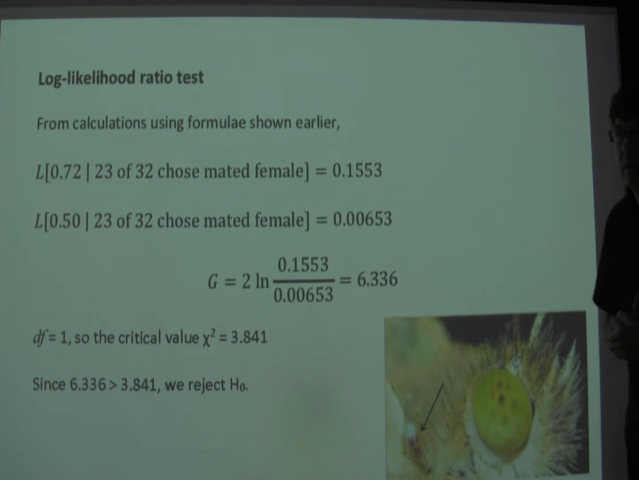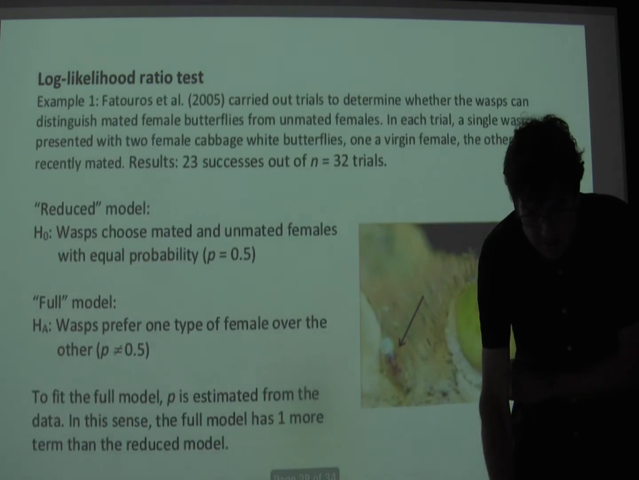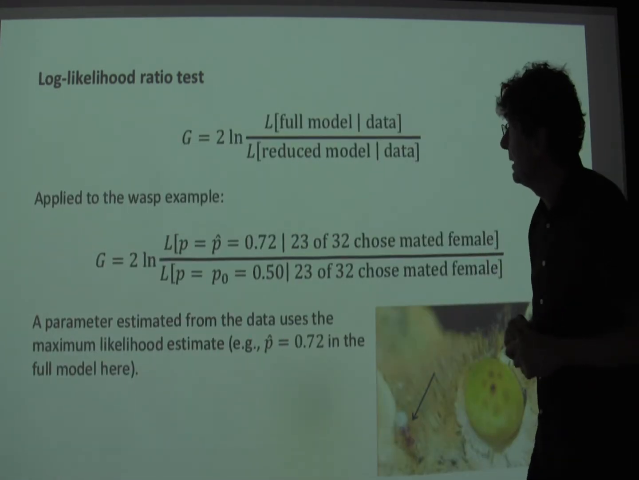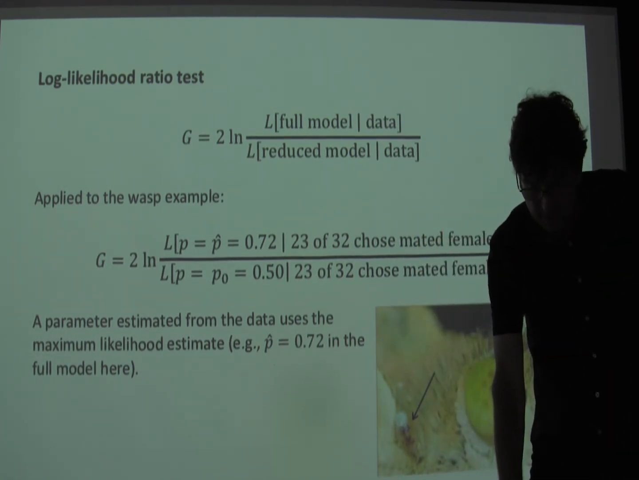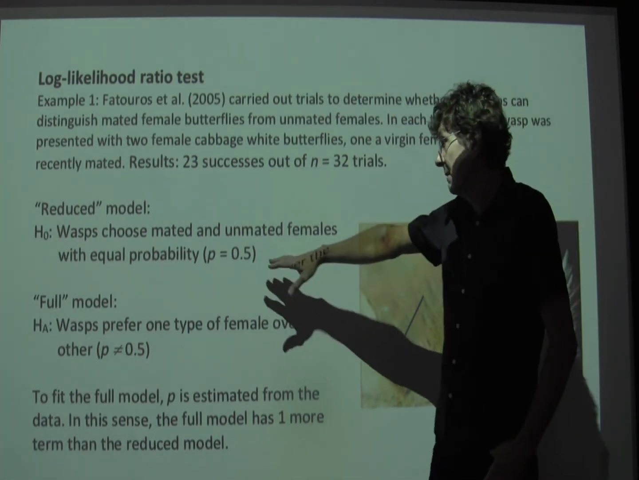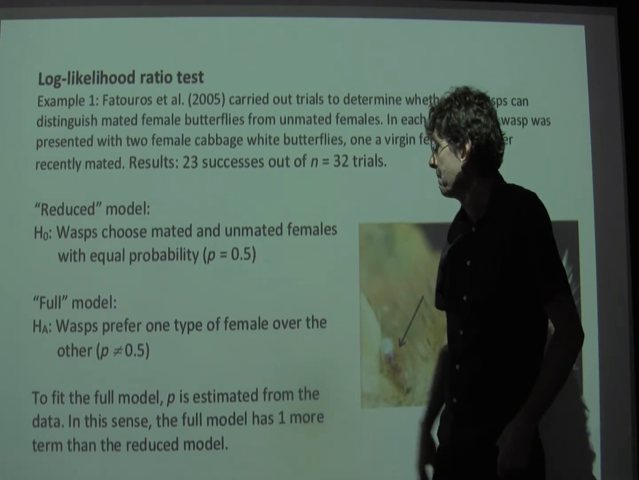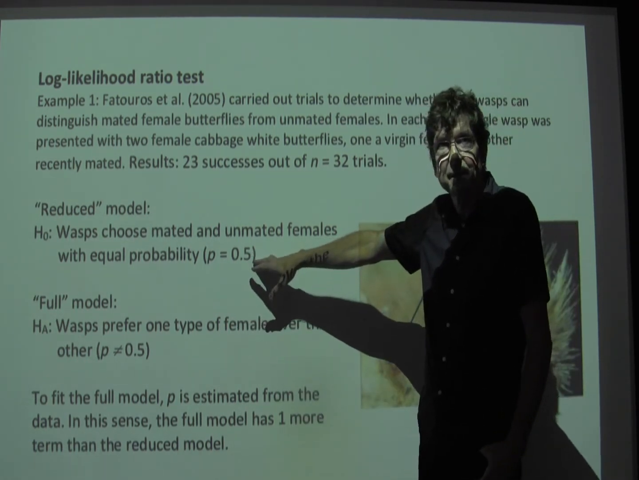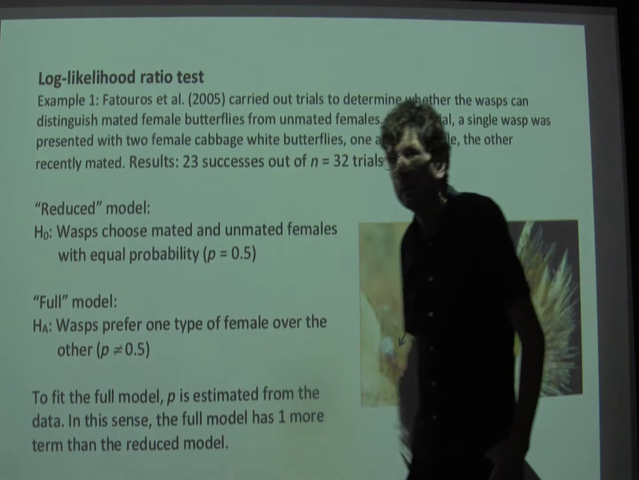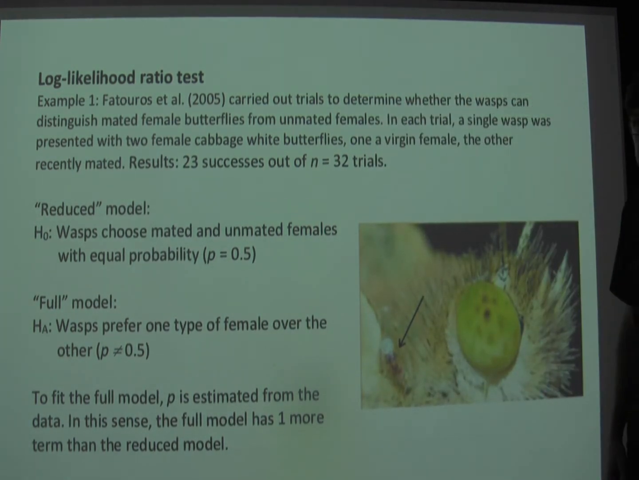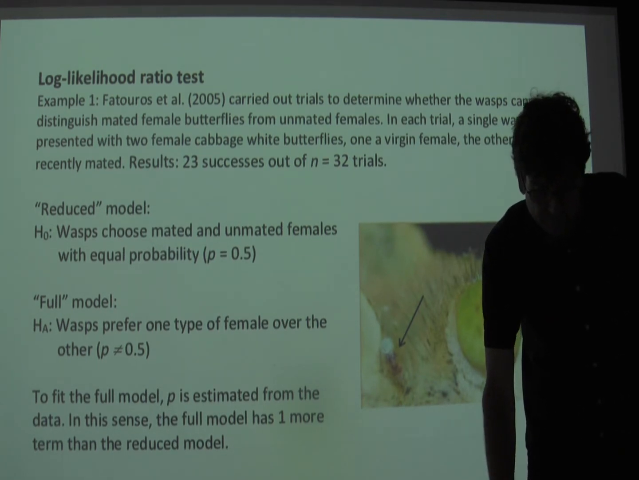And can you quickly go over again how the degrees of freedom was 1? Yeah, the degrees of freedom is always the difference between the full model and the reduced model in the number of parameters estimated. And in this simple case, the null hypothesis estimates no parameters. The model is fitted to the data without estimating any parameters from the data. The p is specified by the null hypothesis. And under the alternative, p is estimated from the data. So there's a difference of 1 parameter between the null and the full, the reduced and the full.